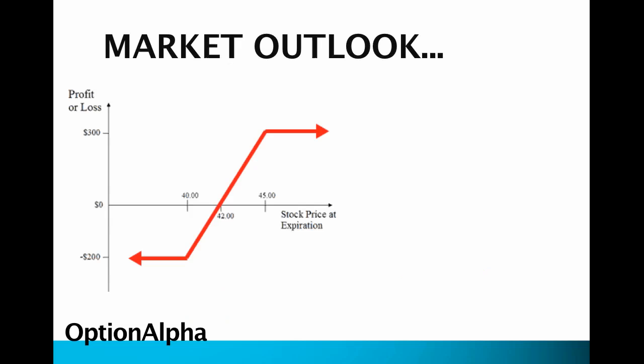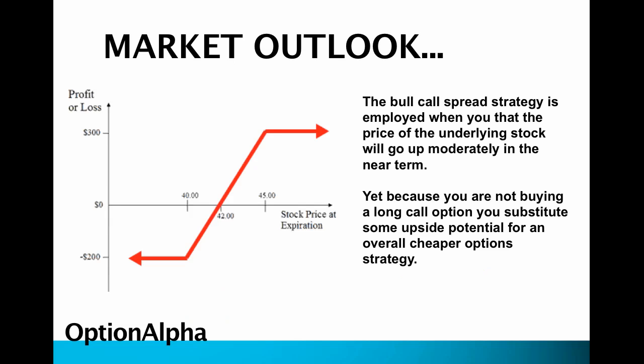So we'll get right into it here as always, taking a look at the market outlook for this type of strategy, when you would really place this type of strategy as far as your trading arsenal. The bull call spread strategy is really going to be employed when you see some moderate increases in the underlying stock. So not a huge breakout in the underlying stock. We're not talking about a 10 to 15% move. We're talking about maybe a 2 to 3, 5% move in the underlying stock higher.